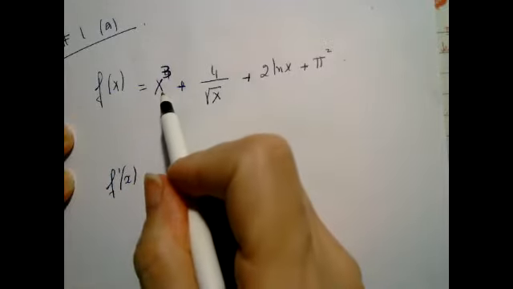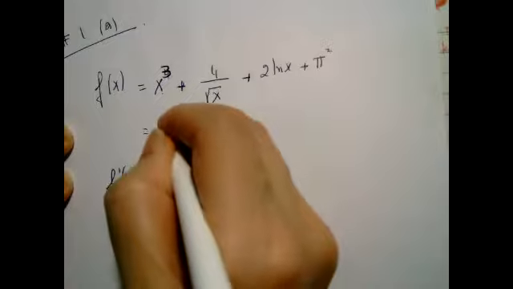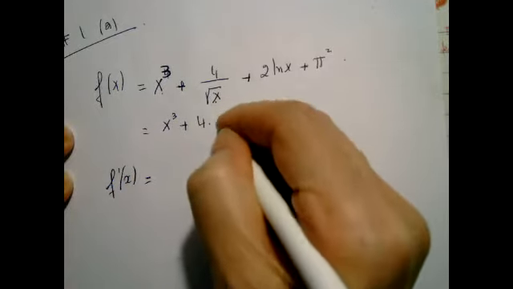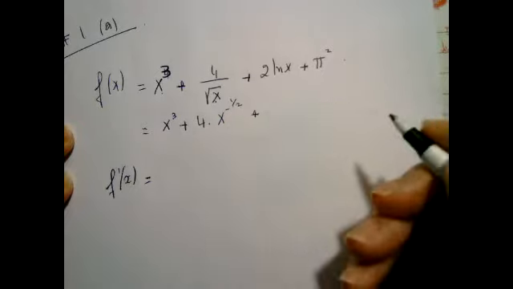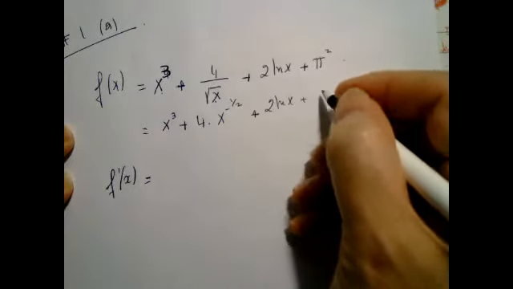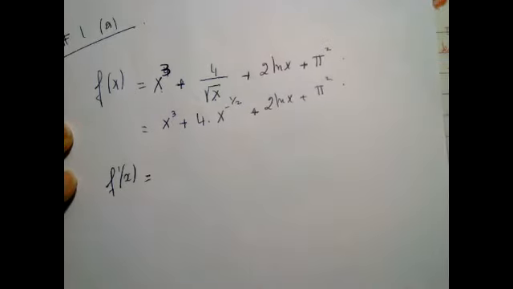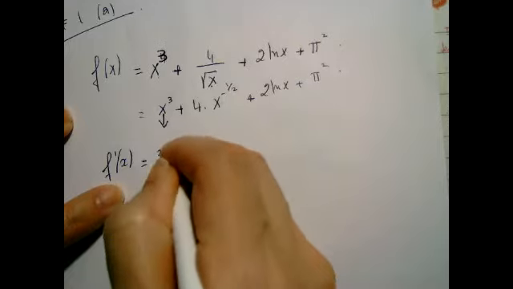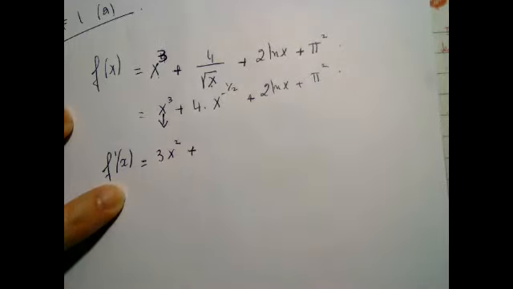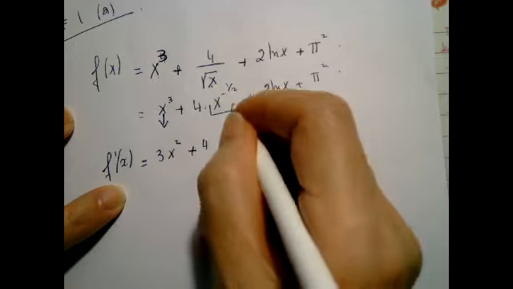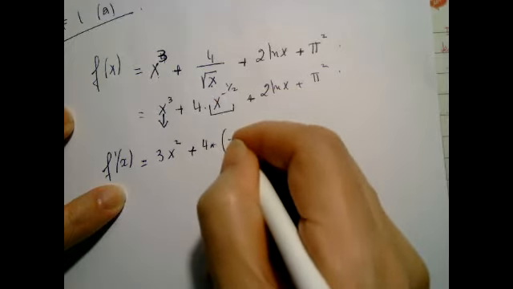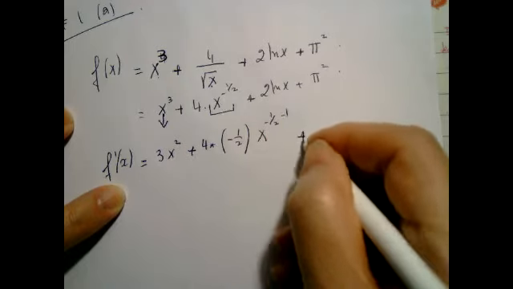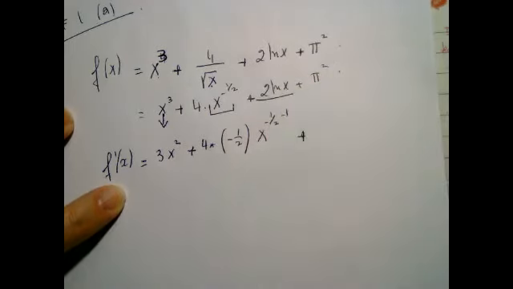Okay, to find the derivative, we can do that. That's easy. 4 over root x, we should rewrite it as x to the minus a half. And this is easy. And this is easy. So I prepared it before I take the derivative. Okay. So what's f prime? Derivative of x cubed, 3x squared, plus 4 times the derivative of x to the minus a half, which is minus a half x to the minus a half minus 1, plus the derivative of 2 ln of x.